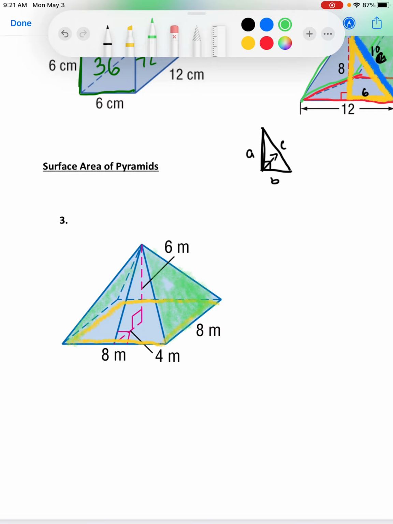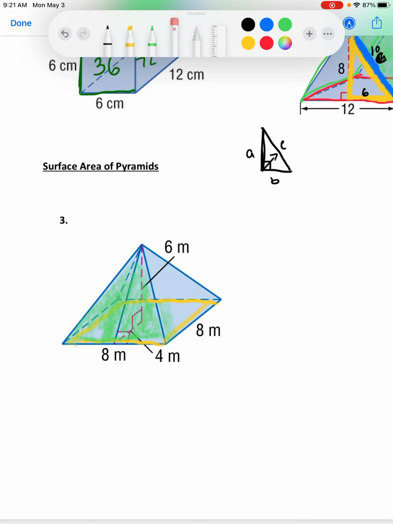So the ones that are going up to a point are going to be all our triangular sides, and those are all congruent. And the reason they are congruent is because this is a right pyramid, meaning it's going straight up, and since the base is a square, then the 4 triangles would be congruent.